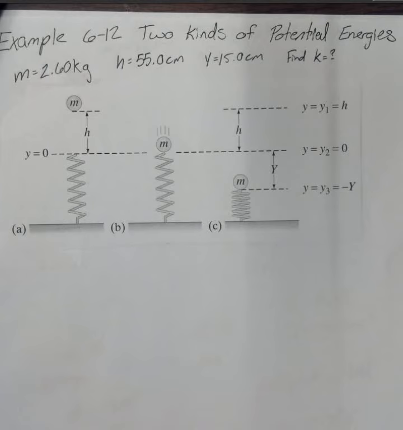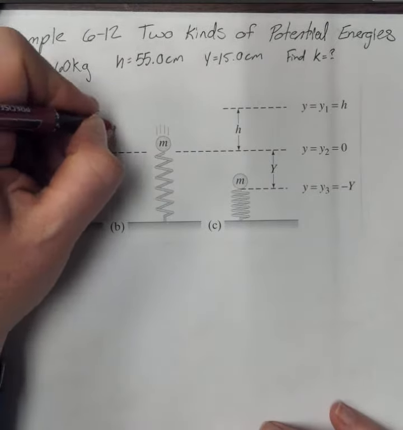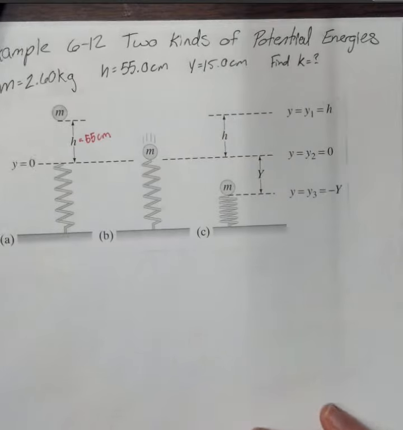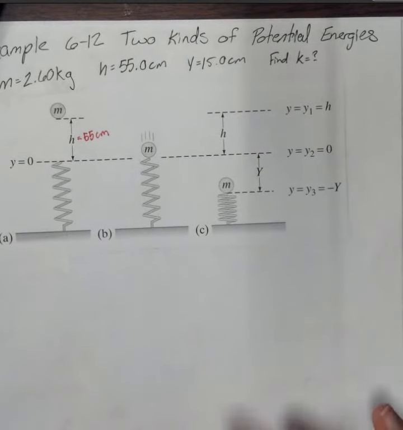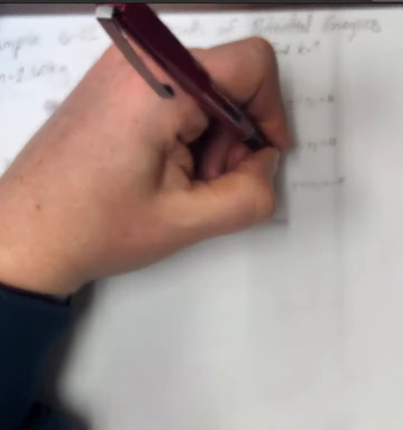Here we have a ball, a mass 2.6 kilograms, starting from rest. It falls a vertical distance of 55 centimeters. So that means that the height here equals 55 centimeters, a vertical distance of 55 centimeters, before it strikes a vertical coiled spring, which is compressed an amount y equals 15 centimeters. So here the spring gets compressed 15 centimeters.